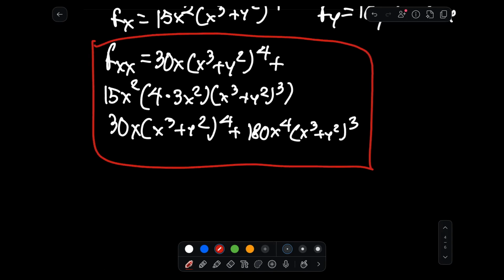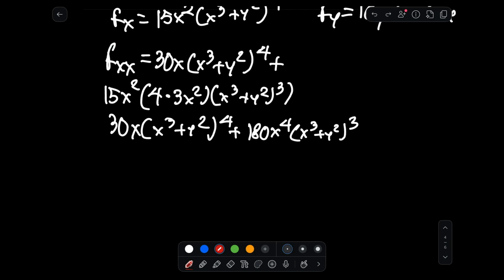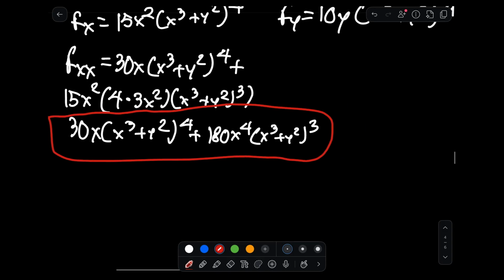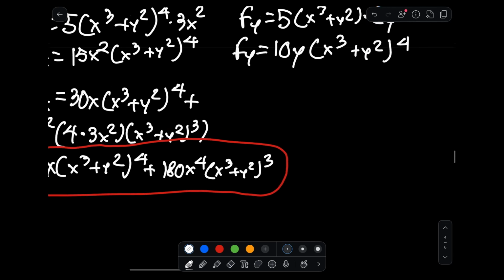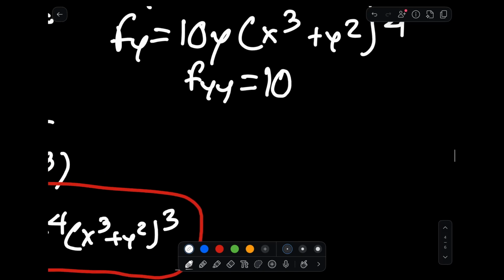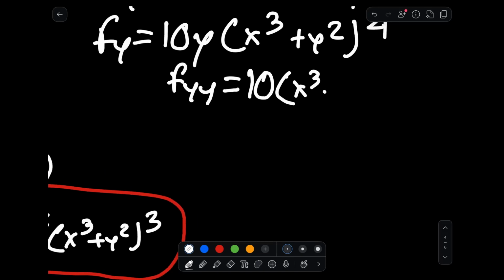This is the answer you should be getting. Actually, the answer you should be getting is this right here. You could simplify this if you want. I'm not going to. Maybe for some of the other ones I will, but it's just too much factoring for my liking. Okay, so we get 10 times this entire quantity.